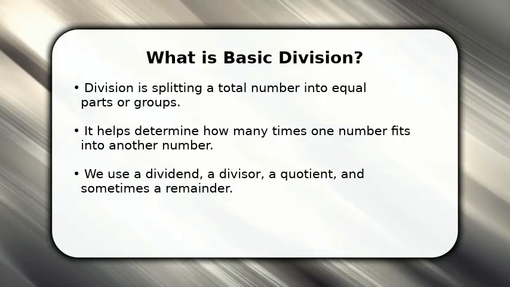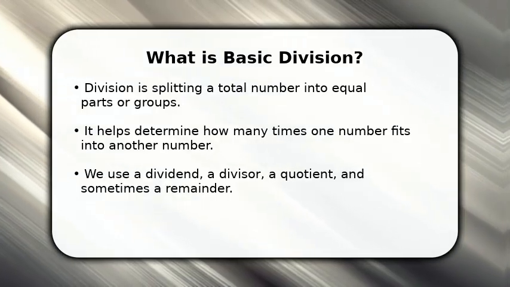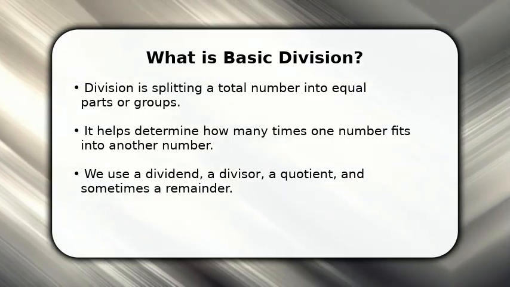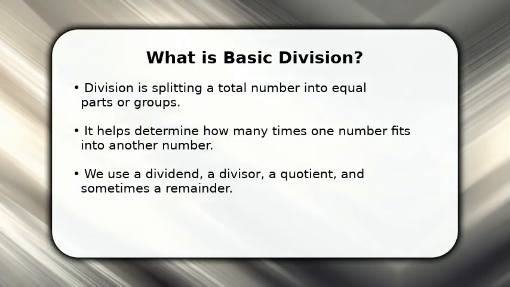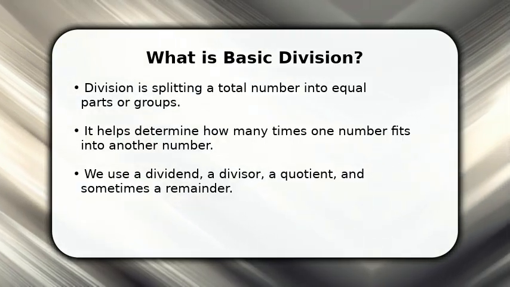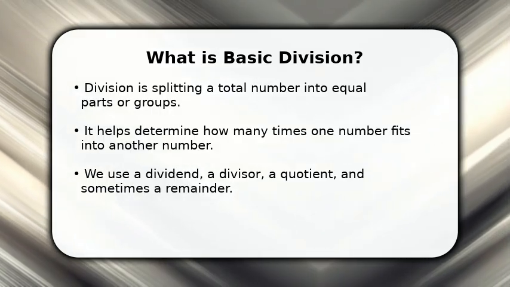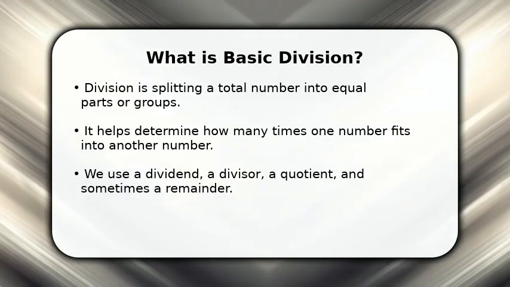In this video, I will explain how to do basic division step by step. Division is a fundamental arithmetic operation that involves splitting a number, called the dividend, into equal parts, determined by another number, called the divisor. The result is known as the quotient, and sometimes there's an amount left over, which we call the remainder. Understanding these parts is crucial for mastering division.